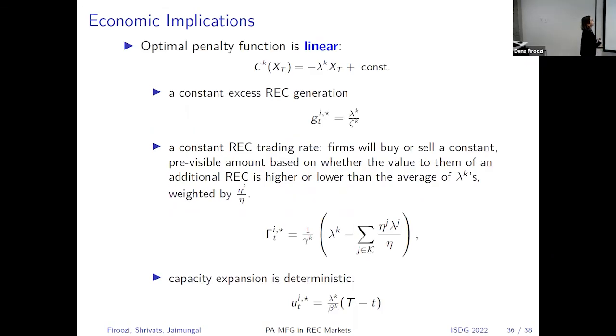So now if we look at the generation cost strategy, it is constant. And also the trading rate is constant, and it is a function of the difference between the dollar value that the principal assigns to the agent and the average dollar value of the RECs across the market. So depending on whether this is larger or smaller, the firm will buy or sell RECs. Moreover, we have this capacity expansion, which is deterministic.